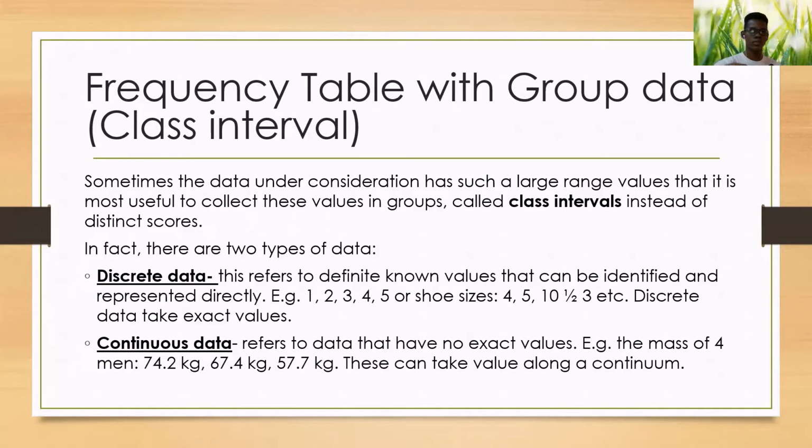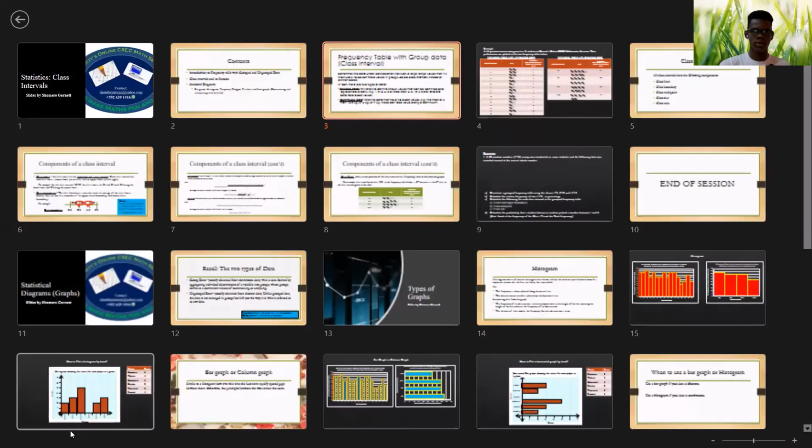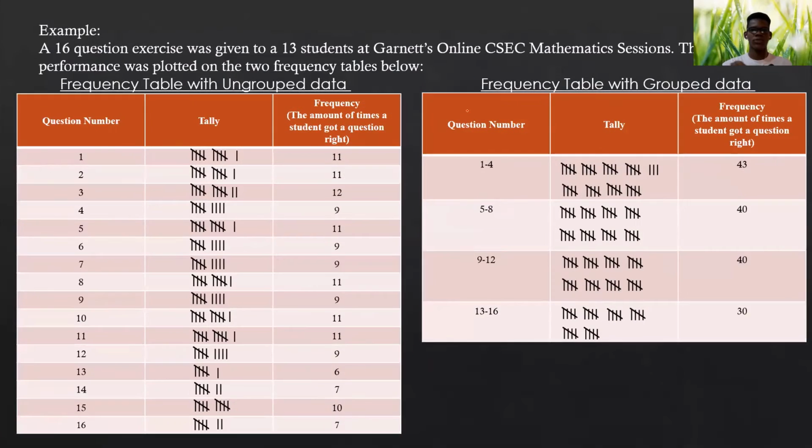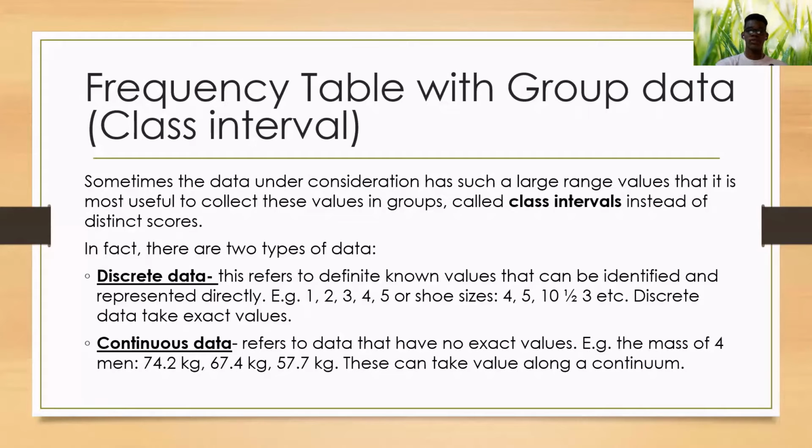For instance, yeah, look at, we have some examples, right? Now, this is purely stuff that I've done with you before, so all of this should just be recalled. This so far, right? Frequency tables, right? Now, frequency table with group data is class intervals. Once you have frequency table with group data, you're looking at class intervals. Those groups are called class intervals.